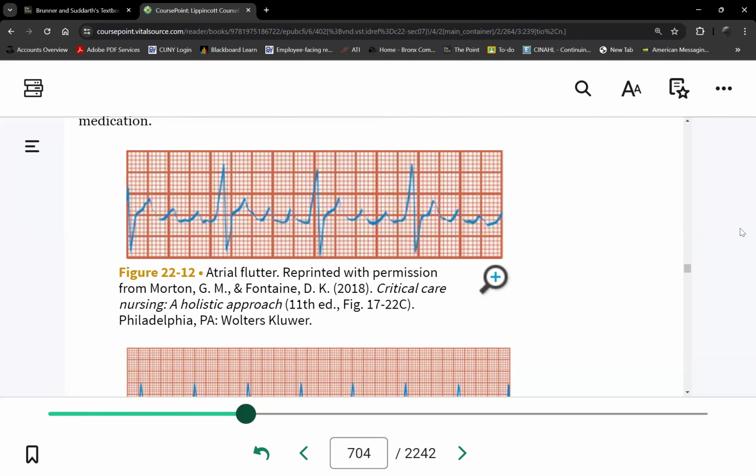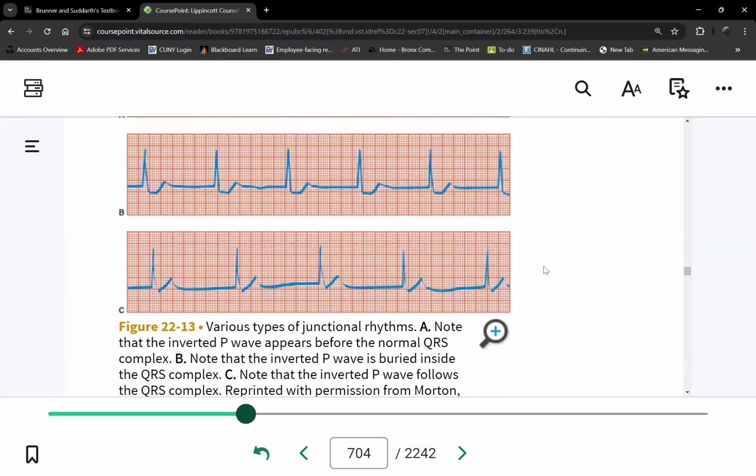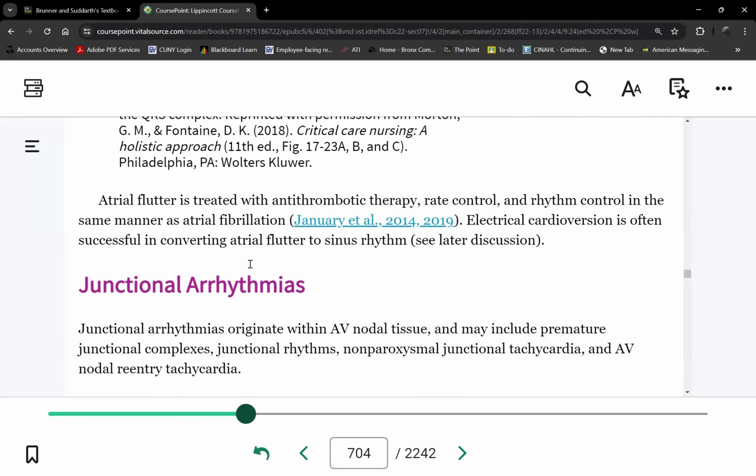So this is very unique to aflutter. No other rhythm looks like this. So if you see this, a sawtooth, like a saw, it's sawtooth. That's aflutter. Right? Again, it's more uniform, but has the same consequences as atrial fibrillation. So since it's the same, here it tells you aflutter is treated with antithrombotic therapy, rate control, rhythm control, in the same manner as atrial fibrillation. So no need to repeat, because it's really exactly the same.